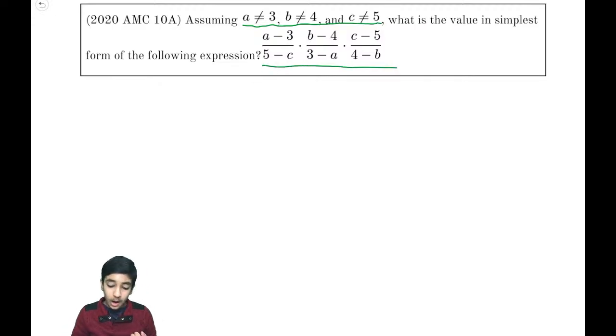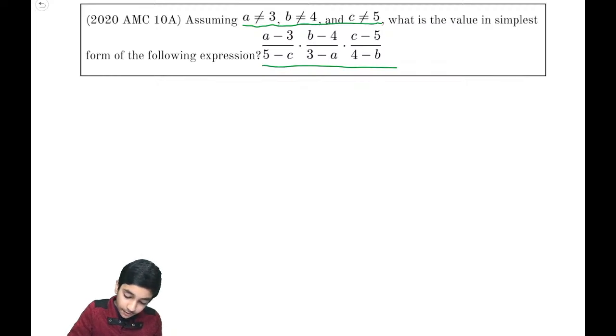Okay, so this expression, how can we find out the value of it? Well, firstly, the only reason that they said a not equal to 3, b not equal to 4, c not equal to 5 is because if a was 3 or b was 4 or c was 5, then the denominator would be 0. And that's not good because that would mean the expression is undefined. So that's why they mentioned that, just a small workaround there. They just wanted to make it clear that you're not dividing by 0 here.